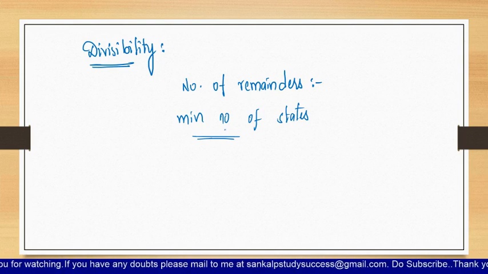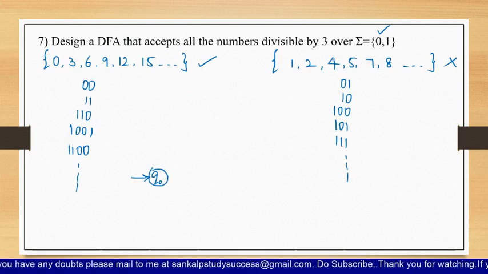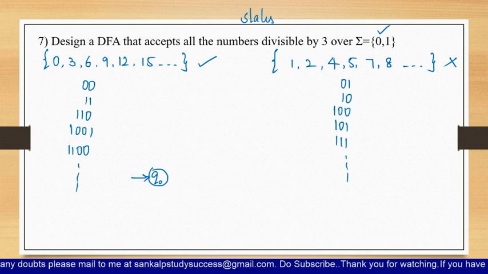If the number is divisible by 2, then the minimum number of states should be 2 in order to draw the DFA. So that means if you are taking the numbers divisible by 3, for sure the number of states should be equal to 3.